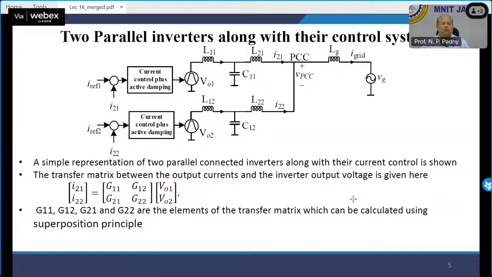So now this is for two parallel inverters. Now let's say I have N parallel inverters. What will happen? I'll have N equations, an N by 1 matrix for the whole system, because it's not limited to 2. It could be 100, it could be 500 parallel microinverters sometimes. So G11, G12, G21, G22 are the elements of the transfer matrix, which can be calculated using the superposition theorem.